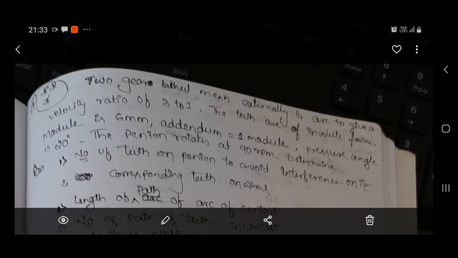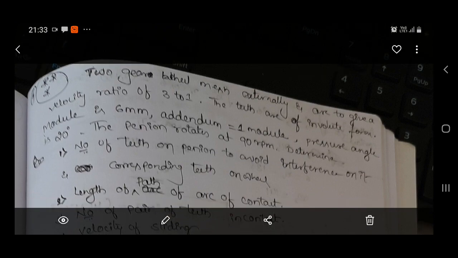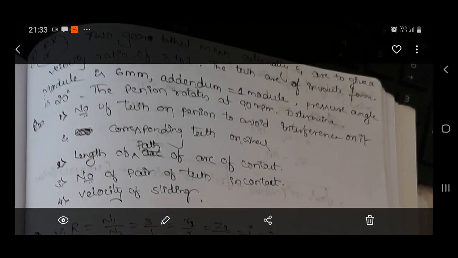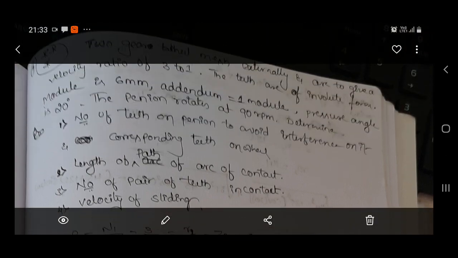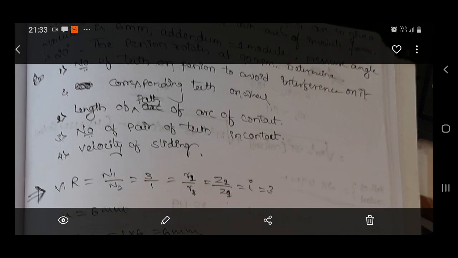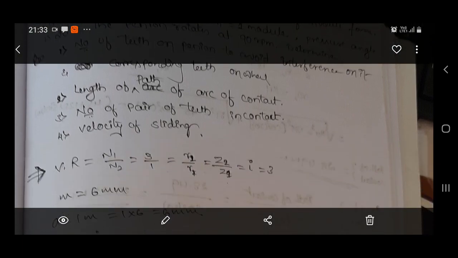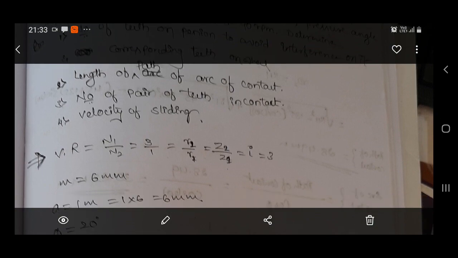Now let's segregate the data. The first one is the velocity ratio of the gear, that is 3 is to 1. Velocity ratio we call I, I is equal to N1 divided by N2 is equal to R2 divided by R1 is equal to Z2 divided by Z1. This is the standard design relation. Now in this problem the speed of the pinion is specified. Pinion means N2, gear 2 speed is specified. I is equal to 3 is to 1 means N1 divided by N2 is equal to 3 divided by 1, that is I is equal to 3.